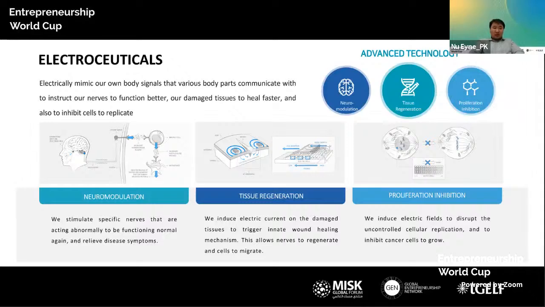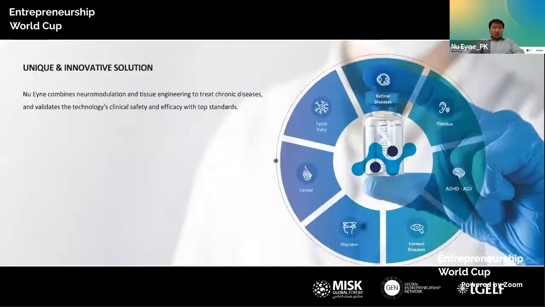We electrically mimic our own body signals that various body parts communicate with, to instruct our nerves to function better, our damaged tissues to heal faster, and also to inhibit uncontrolled cell replication. With this technology, we seek to overcome the limitations of current treatment options, which have many unwanted side effects and low efficacy. We investigate potential applications in corneal and retinal diseases, as well as tinnitus, facial palsy, autism, and cancer.